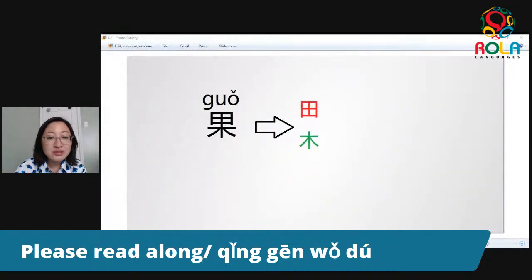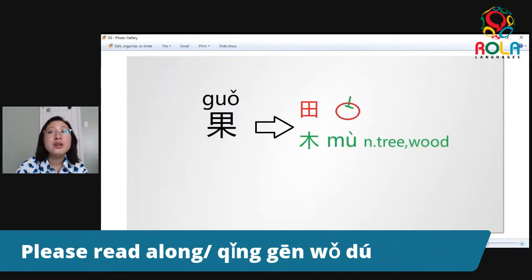So the upper part is actually 田. 田 means farmland. And the bottom part, as I highlighted in green, 绿色, it is 木. Mu is a character I think we've mentioned or learned before. So, mu, what does that mean? Mu means tree or wood. It is a noun. But over here, the upper part, 田, does not serve as 田. It does not serve as the meaning the Chinese character carries itself.